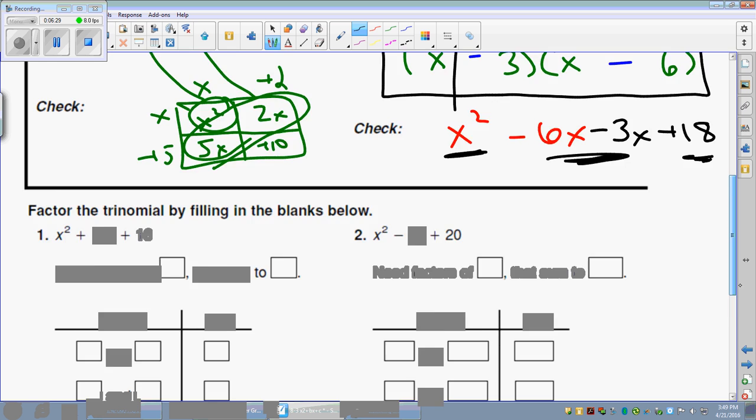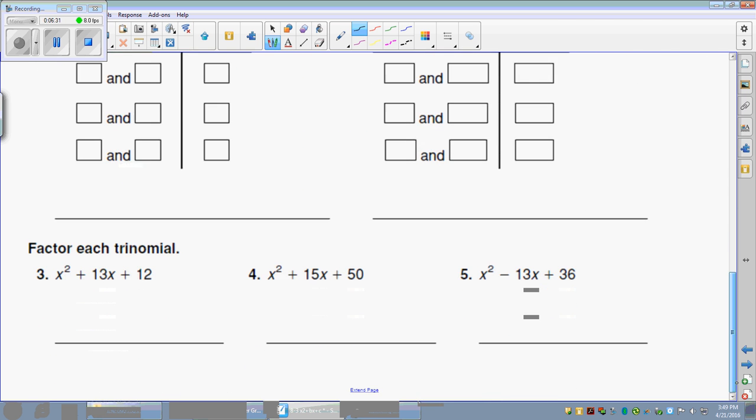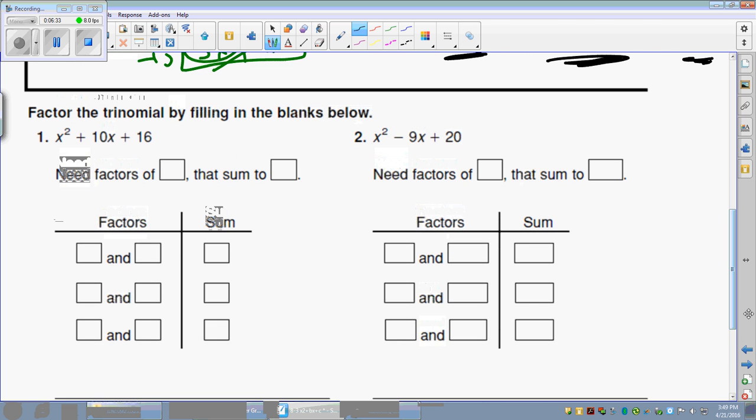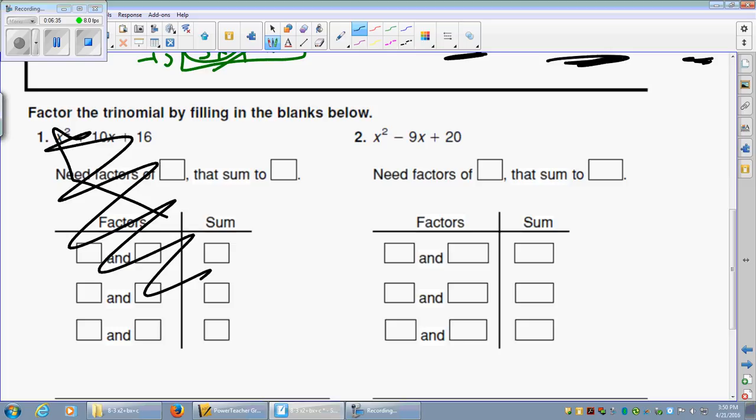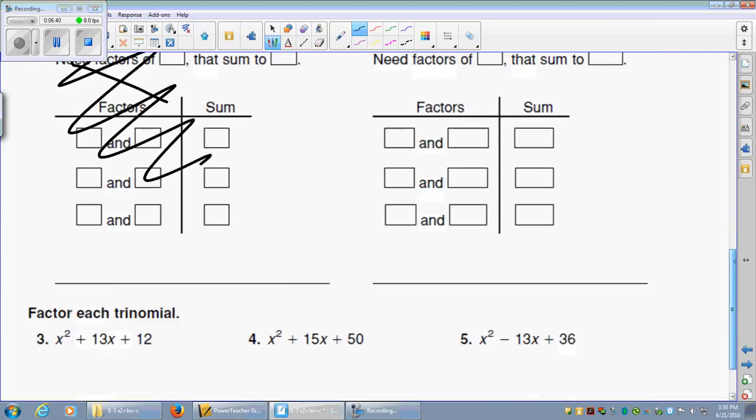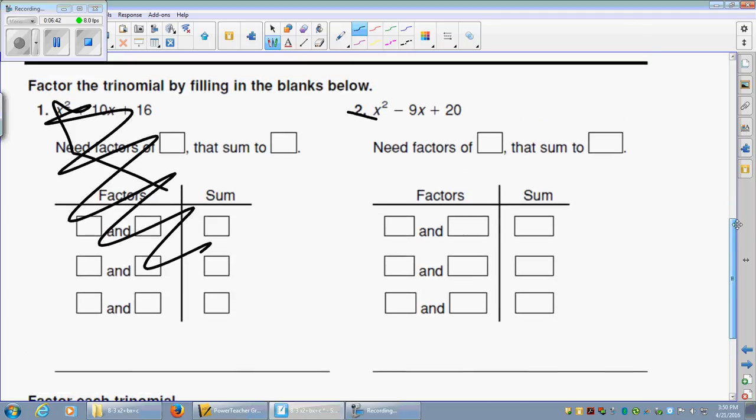Alright, so down here we got a bunch for us to try. This one's pretty easy. I'll do number 2 with us, and I'll have you guys try 3, 4, and 5. So let's do number 2 together. One more for us to do together. So I need some factors of 20 that add to give me 9. Okay, so let's think of some factors of 20 that add to give me 9.